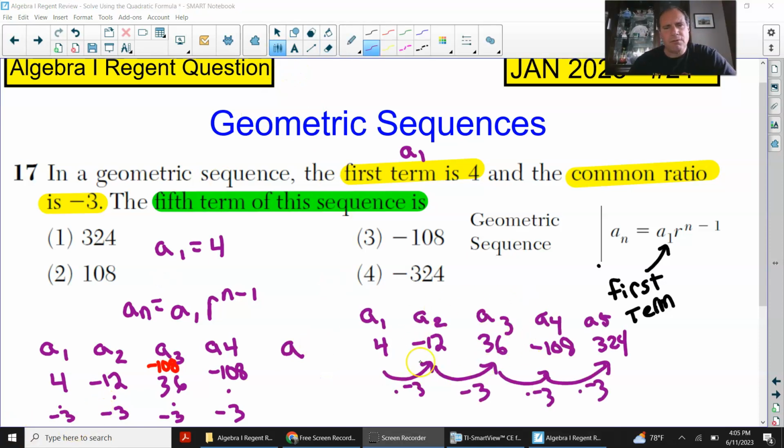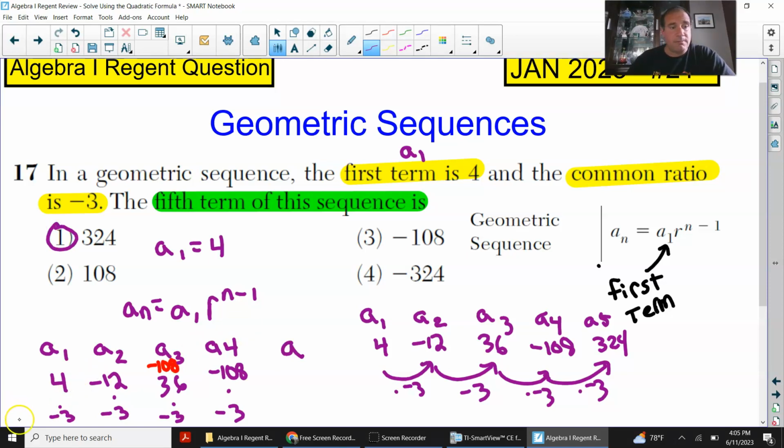And I rewrote it over here to make it a little bit easier to deal with and to actually make sense. I'm just multiplying by negative 3 to get negative 12. Negative 12 times negative 3 is 36. Positive 36 times negative 3 is negative 108. And then so on and so forth. Negative 108 times negative 3 is 324. 324 is my answer.